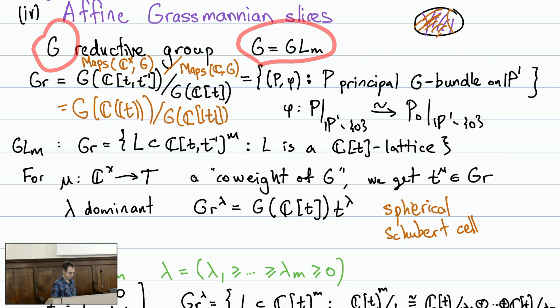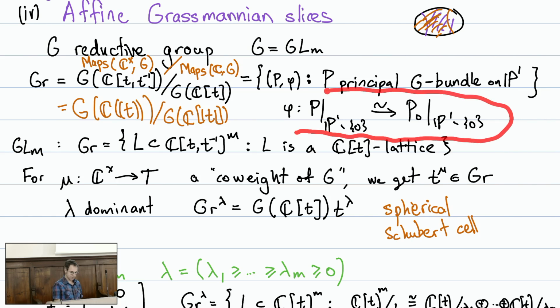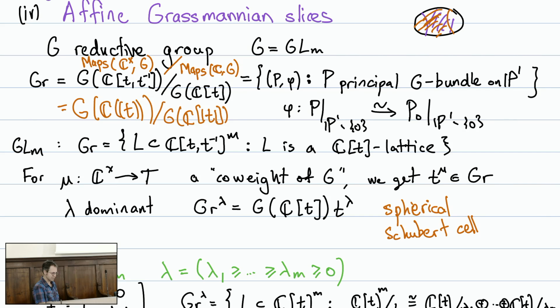Just recall that we picked a reductive group G, for example, you can think of GLM. Then we considered this quotient. There were two versions, and you can think, maybe most intuitively, of maps from C star into G divided by maps from C into G. Another geometric way of thinking about the affine Grassmannian is as modifications of the trivial principal G bundle. So a pair consisting of a principal G bundle P and phi. And what's phi? It's an isomorphism between P and the trivial principal G bundle on P1 minus 0.